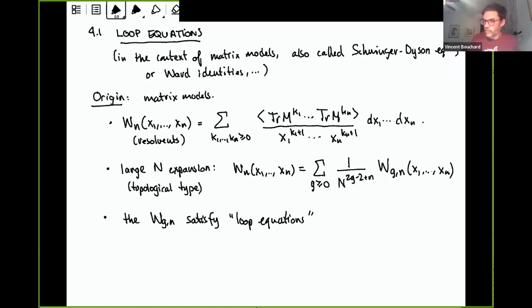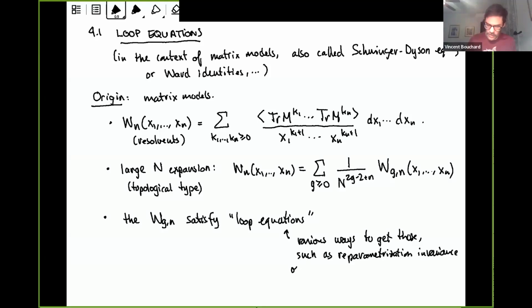This is something you can show in matrix models in various ways. These are actually fairly easy to get in matrix models. There are many ways to do it. You can show that these equations are satisfied by simply looking at reparameterization invariance of your integrals. Just reparameterizing the space of matrices shouldn't change the value of the integral, just like u-substitution for definite integrals, if you want. So that's one way you can get that.